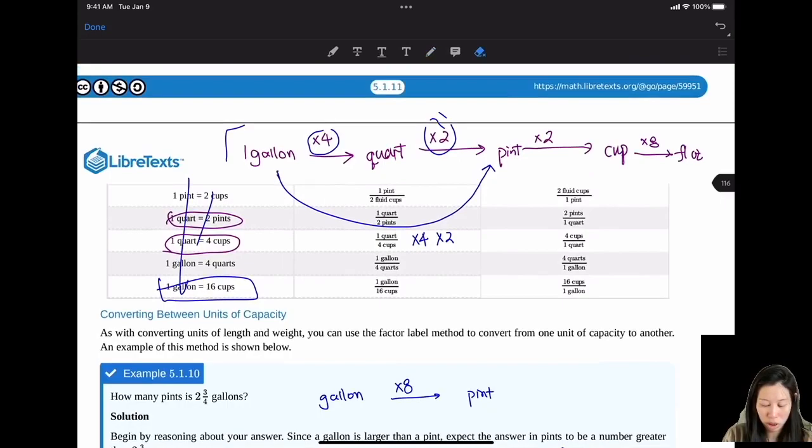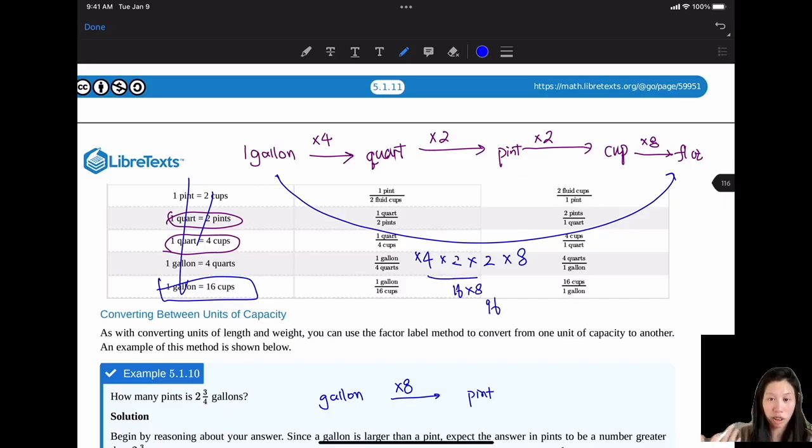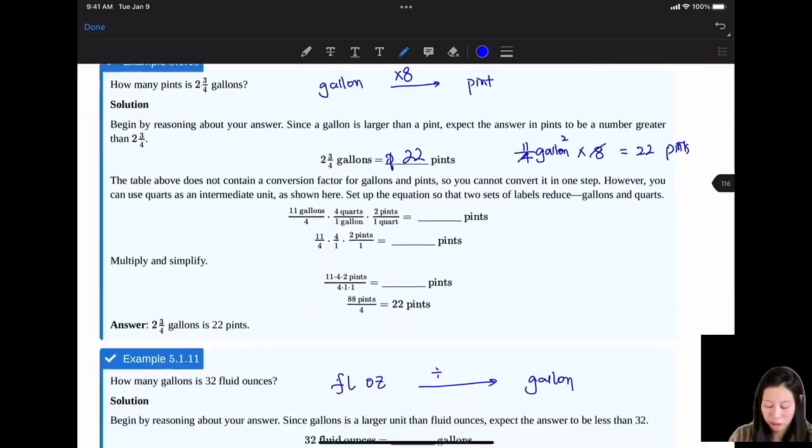That looks like a lot here, all over everything. So you have 4 times 2 times 2 times 8. So that equals 16. This is 16 times 8, which is 19.6. Okay, so the conversion factor is 19.6.